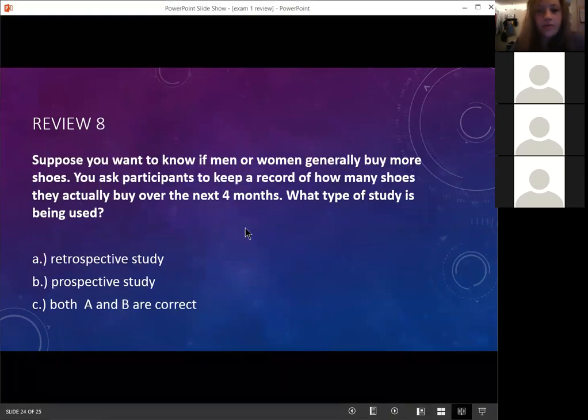Alrighty, one more. Suppose you want to know if men or women generally buy more shoes. Ask participants to keep a record of how many shoes they actually buy over the next 4 months. So what type of study are they using in this case?